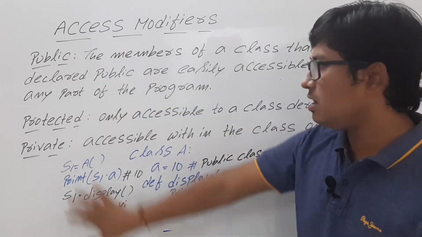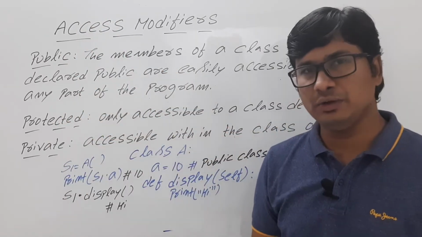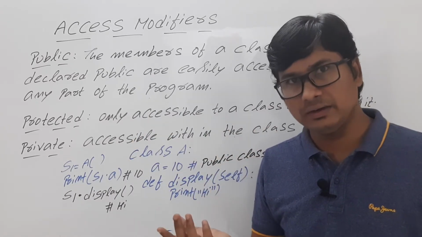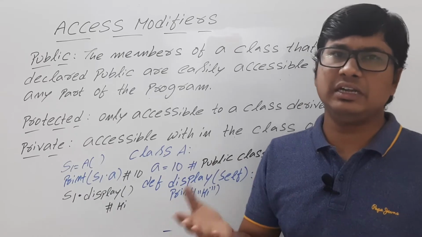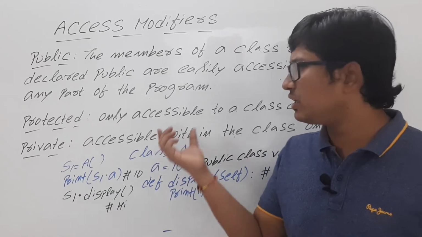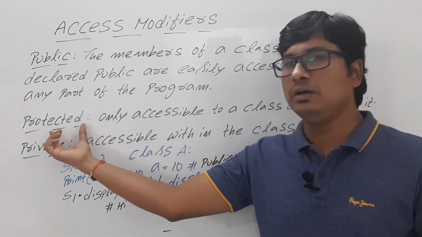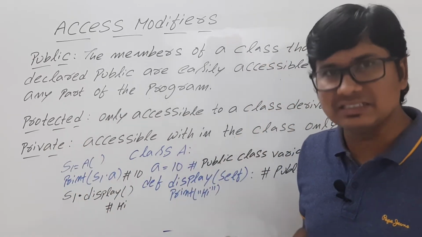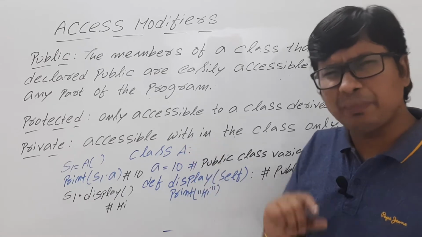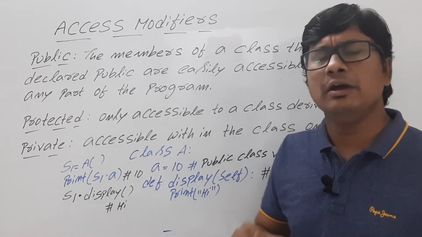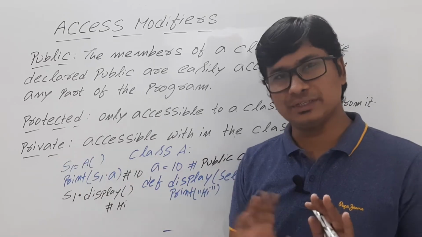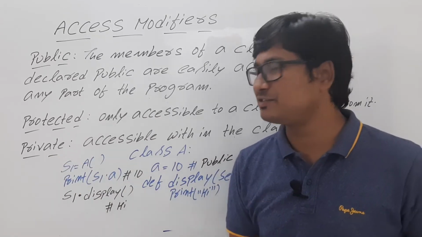Everyone can access it. Protected is a little bit secure, meaning only the child class can access that one. If you are not derived or inherited, then we cannot access the protected members. Coming to private, no one can access it. Is it clear? But Python is not that strict. By using the name mangling concept, we can access the private members also. All these things I will discuss with you.